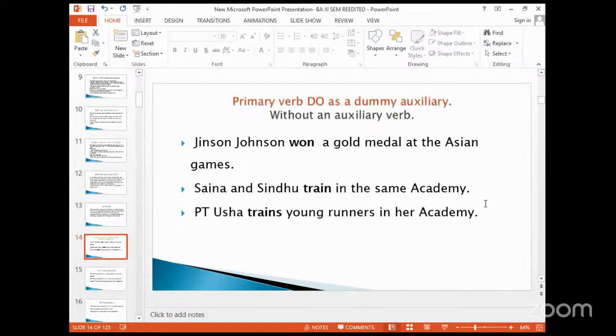So now look at this. There is no auxiliary verb here. Vincent Johnson won a gold medal at the Asian Games, so you don't find any helping verb here. Sindhu trains in the same academy. PT Usha trains young runners in her academy. Then how do we frame a question for this? There is no auxiliary verb.